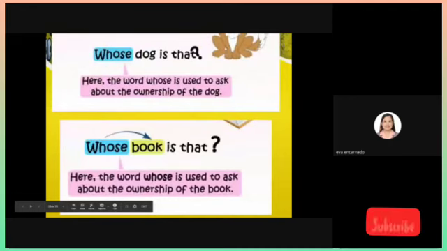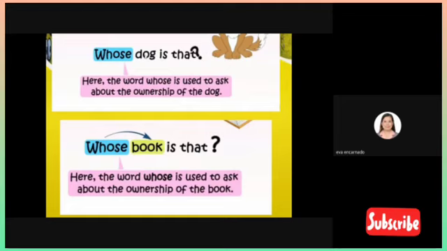Whose dog is that? Whose dog? Tingnan nyo, class. Katabi niya lang yung noun na dinidescribe niya. Here, the word whose is used to ask about the ownership of the dog. Whose dog is that? Di ba tinatanong niya kung kaninong owner? Whose book? Whose book is that? Okay? You're asking about ownership.